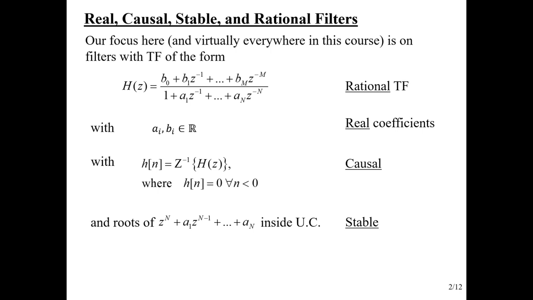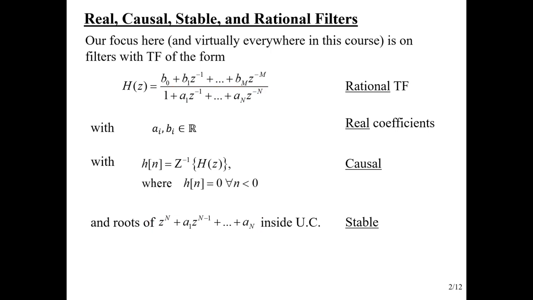And then the final thing is stability. So you can see what I've done here is I've taken this and I've effectively multiplied top and bottom by some power of z to clear out the negative powers. So this is the polynomial in z associated with the denominator. So that's the polynomial that's set to zero to find where the poles are.